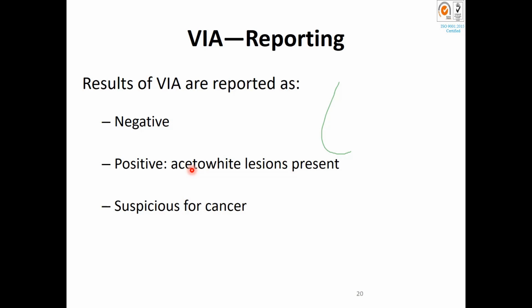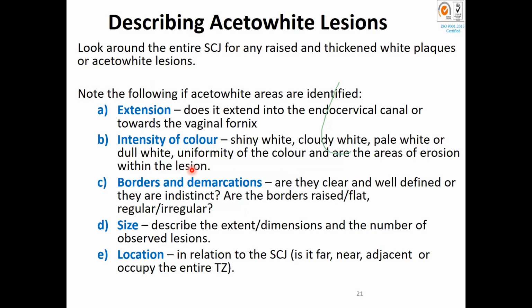That is when you can report that you have a suspicious lesion. These are some of the ways we use to describe this lesion. We need to know the extension, the intensity of the color, the borders and demarcations, and the size and the location of the lesion. Because the location, we said, it should be adjacent to or within the transformation zone. Remember, that is our point of focus.